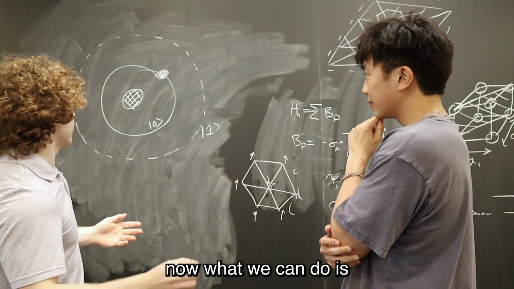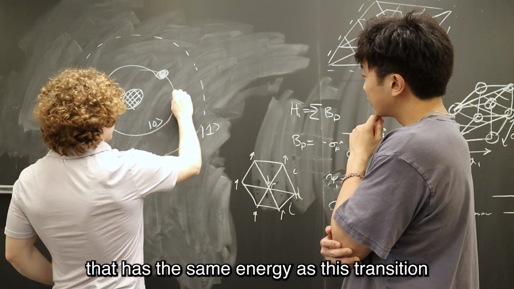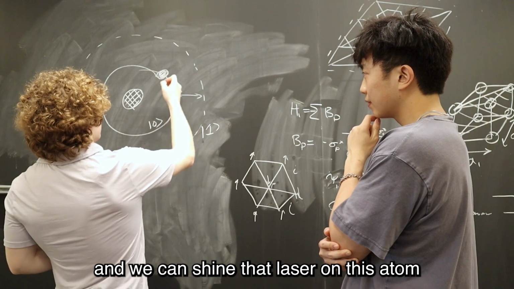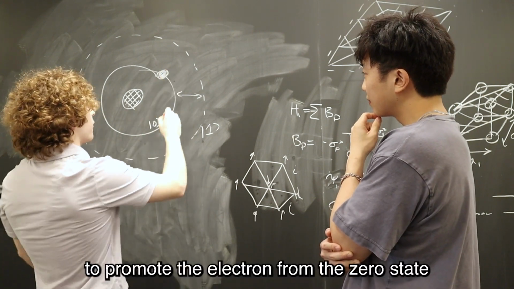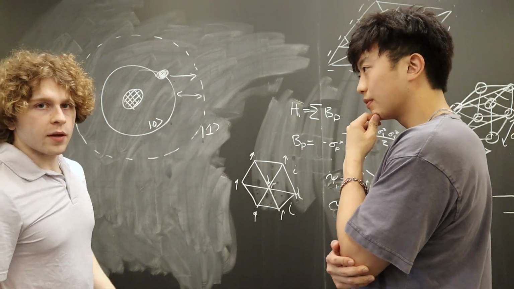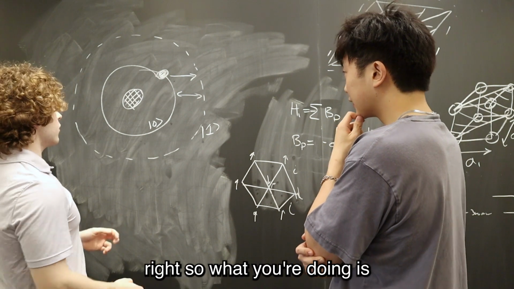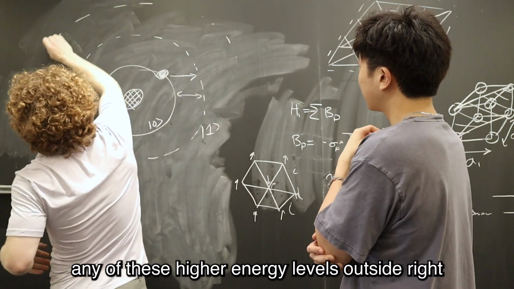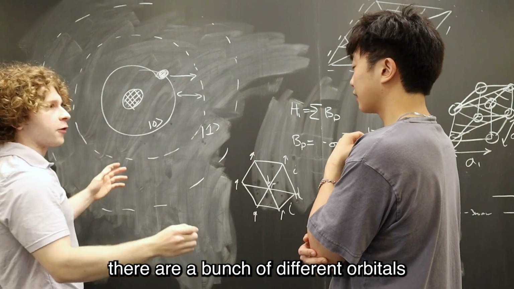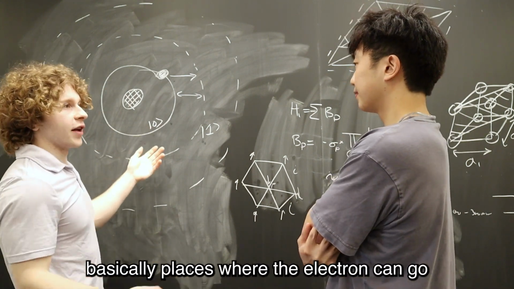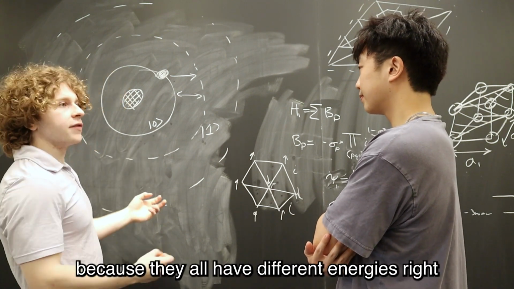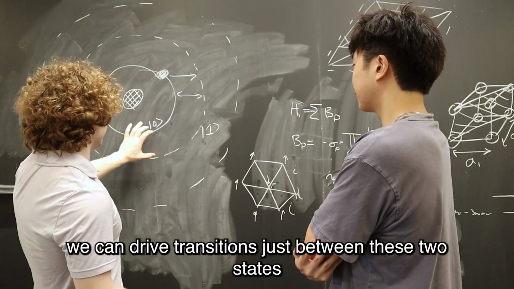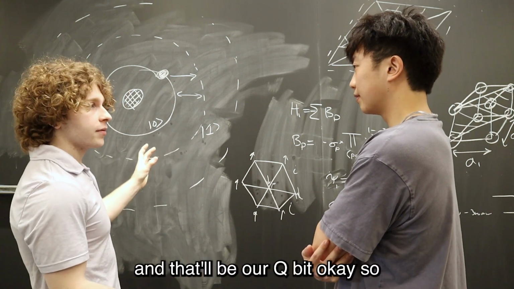Now, what we can do is we can use a laser that has the same energy as this transition, i.e. the difference in energy between 0 and 1, and we can shine that laser on this atom to promote the electron from the 0 state to the 1 state. That would be basically a NOT gate, right? So what you're doing is you're taking your atom from the 0 state to the 1 state, and you're not worrying about any of these higher energy levels outside, right? Because there are a bunch of different orbitals that you can have, basically places where the electron can go, but they're all individually addressable because they all have different energies, right? But if we call this the 0 and this the 1, and forget about everything else, we can drive transitions just between these two states, and that'll be our qubit, okay?